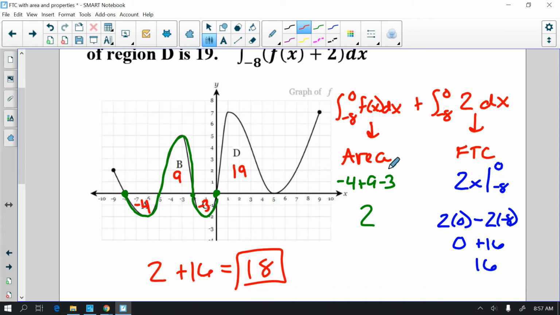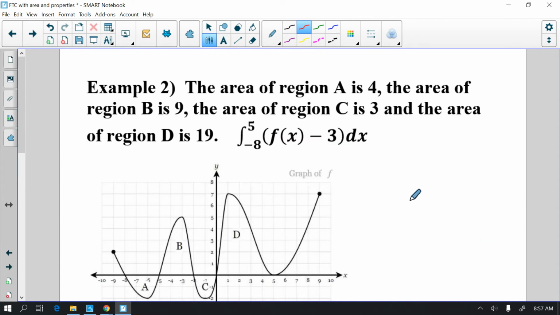So the whole idea is we're using two different methods here. That's why we're separating it, and that's where that property comes in, when you can separate this into different types of definite integrals. Okay. Let's do one more with the graph here.